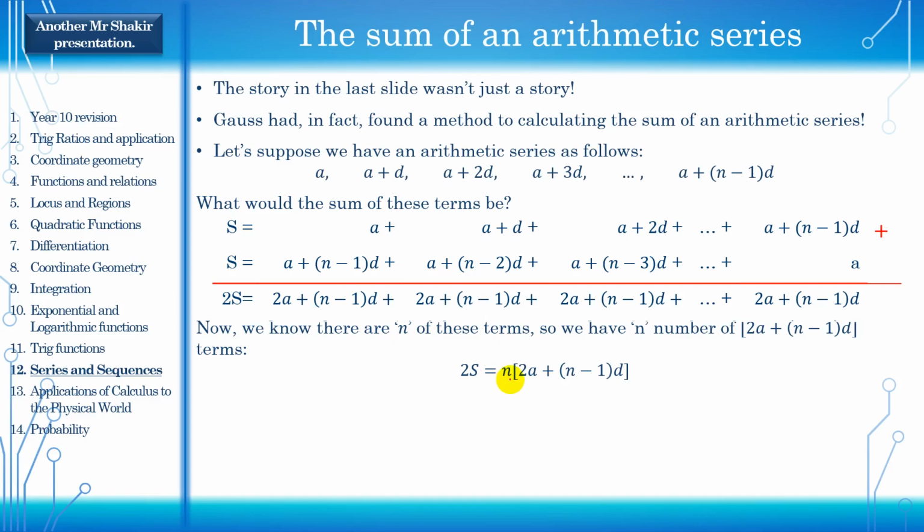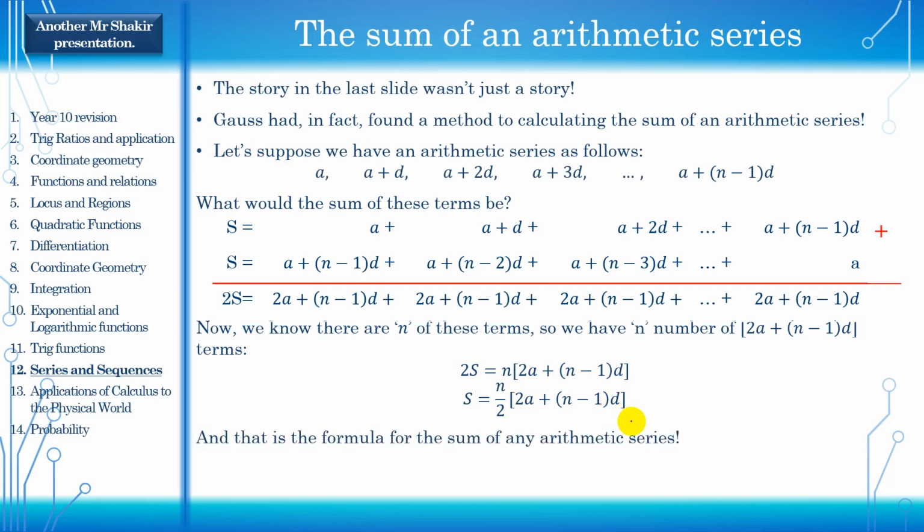Exactly the same as the last slide. The last slide there was 100, so we did 100 times 101. And this sums up to 2a plus n minus 1 d. There's n of these. Divide by 2, simple algebra. Divide this by 2, so it'll be n over 2. We just divided the 2 over to the right hand side, and that's the formula. That is the formula for the sum of any arithmetic series.